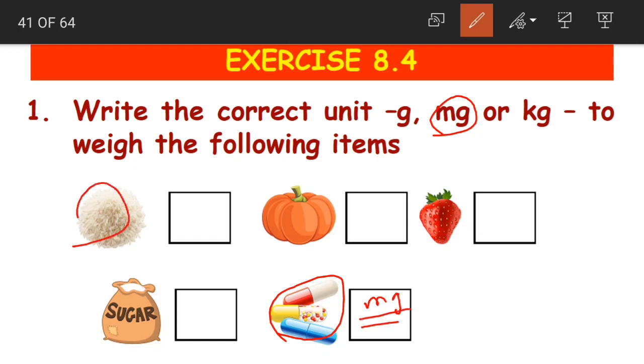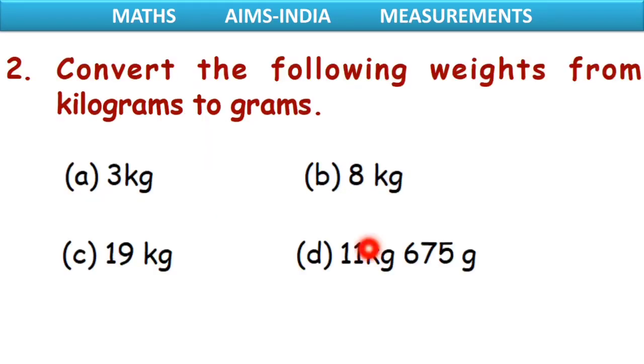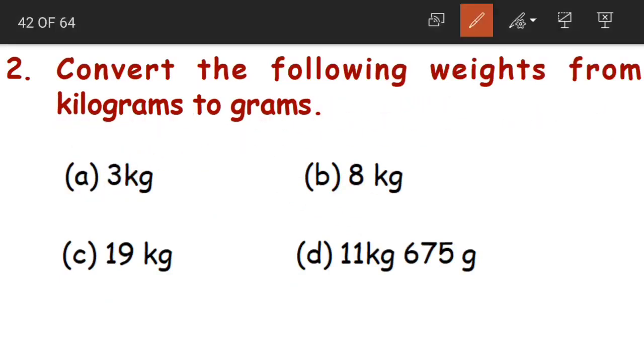So for heavier objects we use kilograms, for lighter ones we use milligrams, and normally we use grams to measure the weight of the given items. Next we have question number 2. Convert the following weights from kilograms to grams. Now here we have kilograms children. We need to convert them into grams.